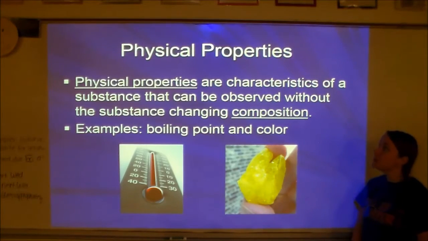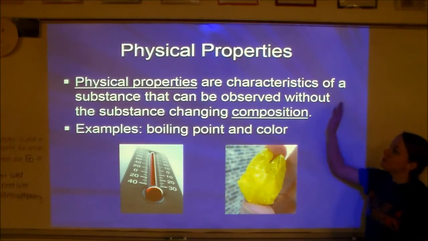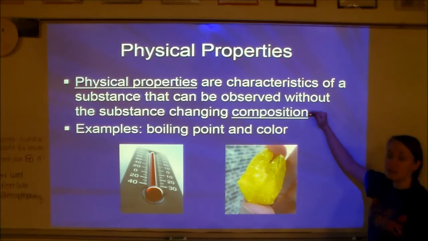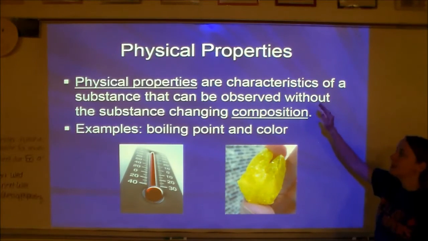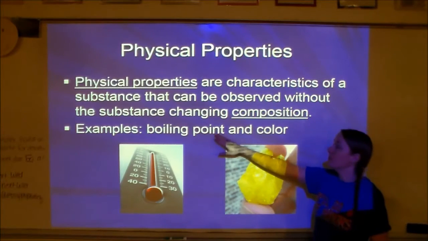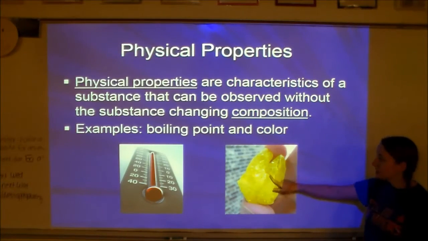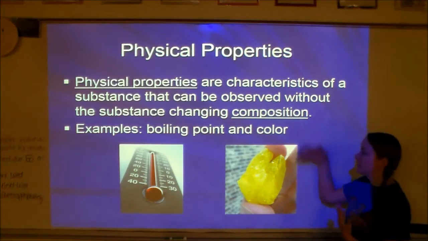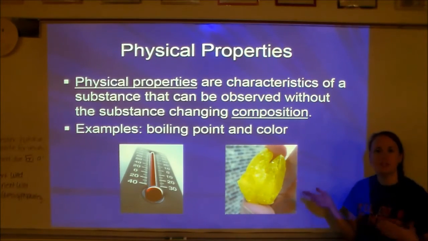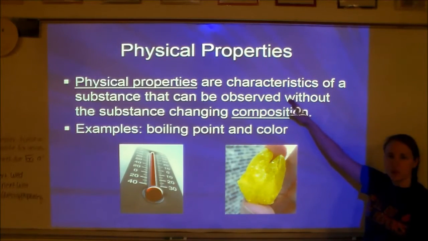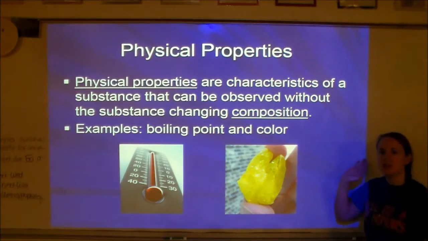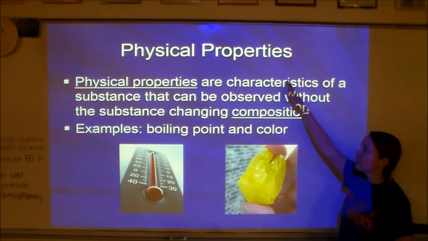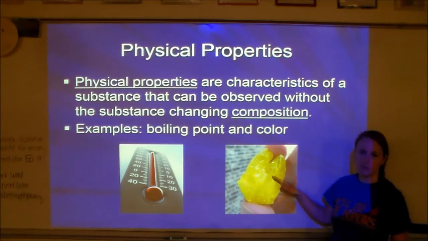So let's talk about physical properties, and then we'll get to physical changes. Physical properties are characteristics of a substance that can be observed without the substance undergoing a change in composition. So physical is all about keeping the same composition. Examples would be boiling point and color. Can I look at this? This is a piece of sulfur, by the way. Can I look at this and tell you the color without having to set it on fire or put it through a reaction? Yeah, we just look at it. That is an example of a physical property. This sulfur is yellow. We just looked at it, said it was yellow, and that's it. We didn't have to do anything to it to figure out that it was yellow.